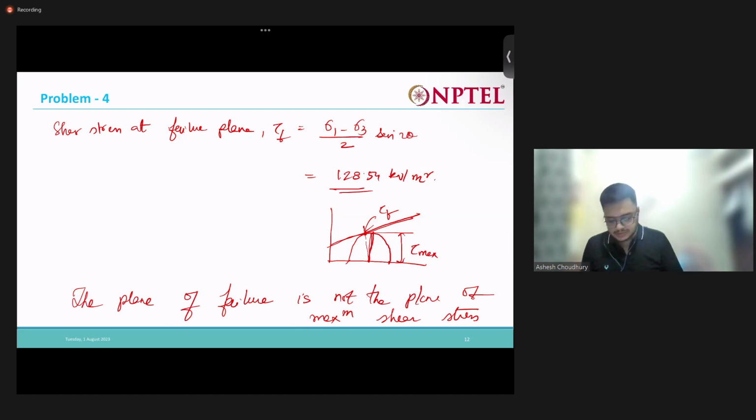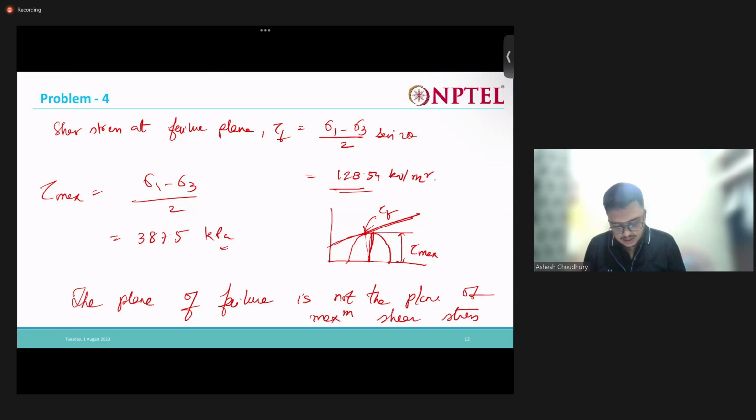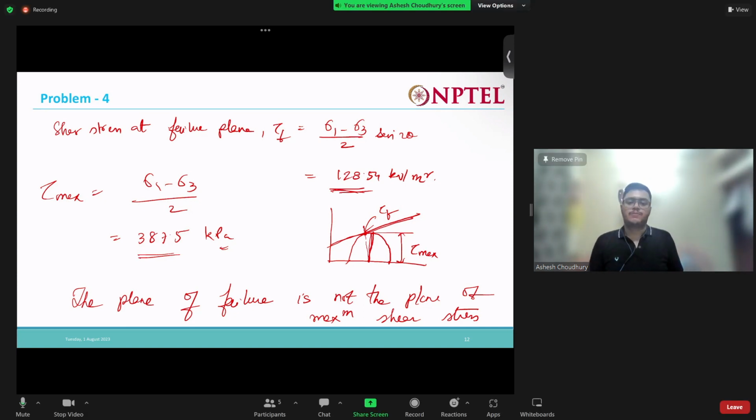The shear stress at the failure plane is 128.54. But what is the maximum shear stress? It is nothing but (sigma 1 minus sigma 3) by 2, which is 137.5 kPa. So this 128.54 is the shear stress at the failure plane, but it is not the maximum shear stress. The maximum shear stress is this much. So the sample actually does not always fail at the plane of maximum shear stress.